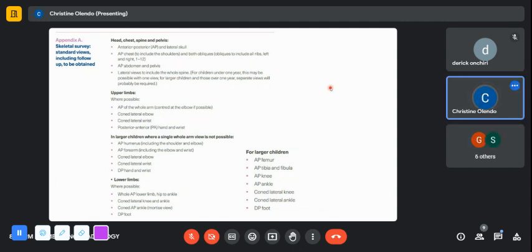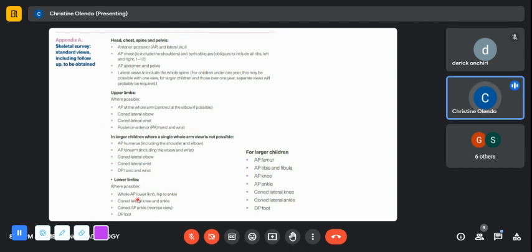For the skeletal survey, you do head, chest, spine, and pelvis. You do AP and lateral of the skull, AP chest, AP abdomen and pelvis, and lateral views of the pelvis. For the upper limbs, you do the whole arm, or just the forearm and the arm for older children, with coned views of the lateral elbow and wrist, and PA of the hand and wrists. In larger children, as I've said, you do the humerus and the forearm with the same images, such as a coned lateral elbow and wrist.